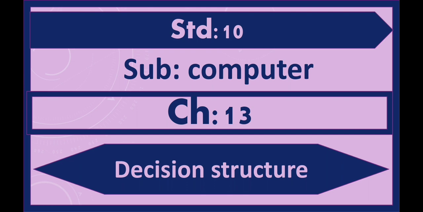So when you want to check some conditions, then if the condition is true, what will happen, and if the condition is false, what will happen. Based on some conditions we want the output. That is called the decision structure. We have to take the decision: if the condition is true, what is the decision, and if the condition is false, what is the decision. This decision structure we are going to discuss here. So let's begin the chapter.